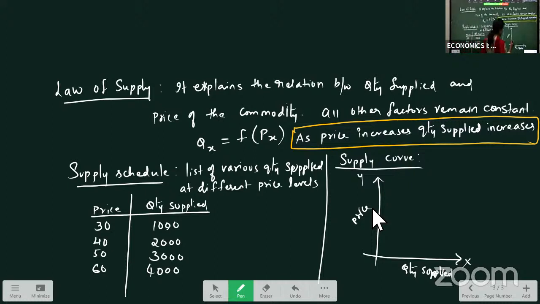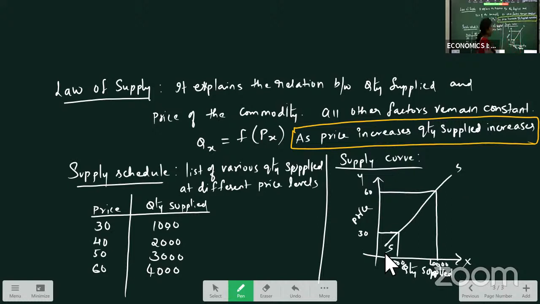Okay. So if you see, when price is 30 rupees, supply is 1000 units. When price increased to 60 rupees, supply increased to 4000 units. So what we have seen here, now join these points. Our supply curve is sloping upwards. Because as price increases, quantity supplied increases, the supply curve slopes upwards.